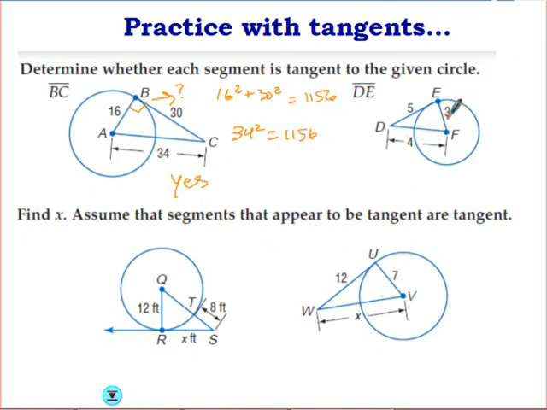Okay. Here we have 3, 4, and 5. We should recognize that right away. 3, 4, 5 is a right triangle. 9 plus 16 is 25, and 5 squared is 25. Alright, let's take a look down here at the bottom ones.